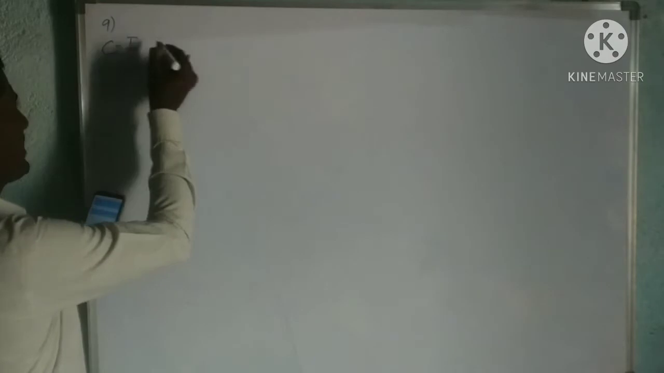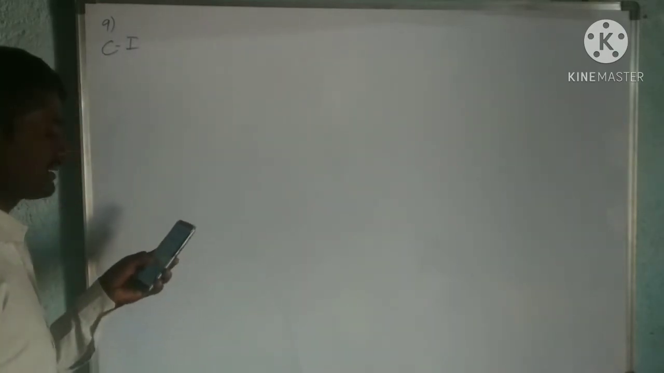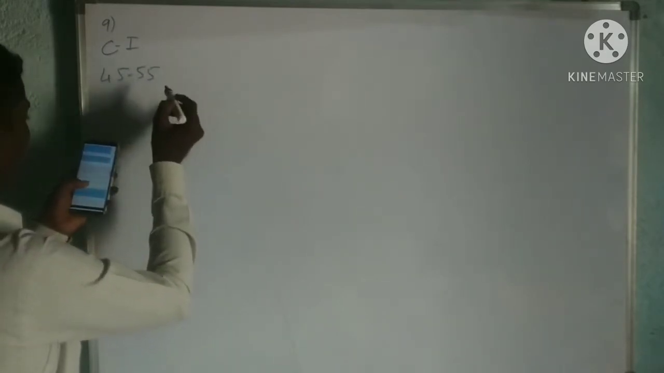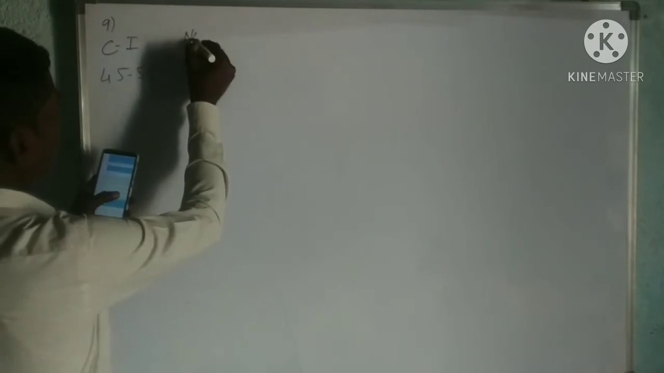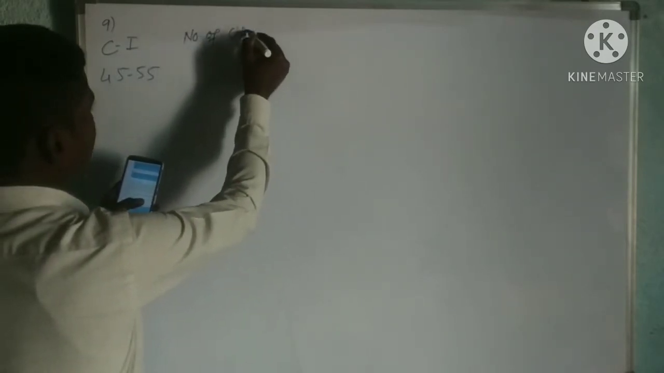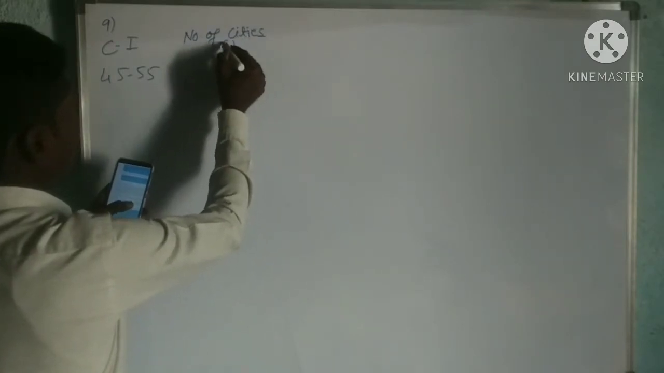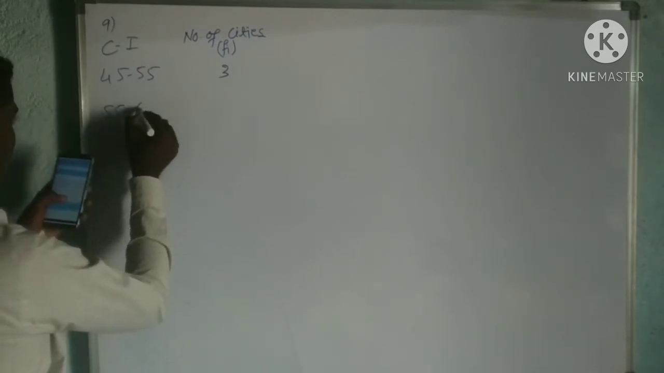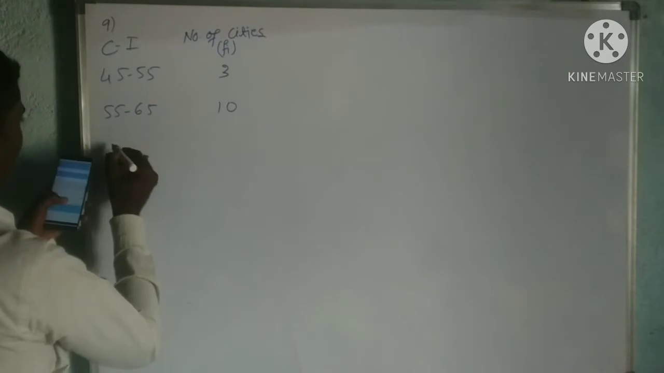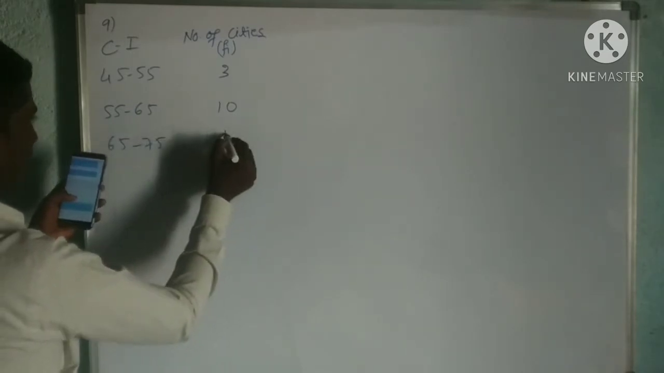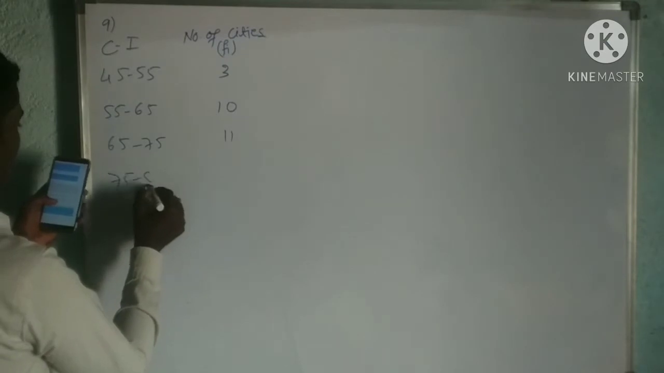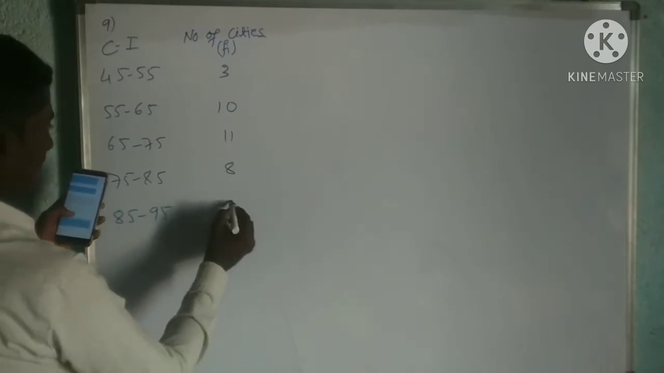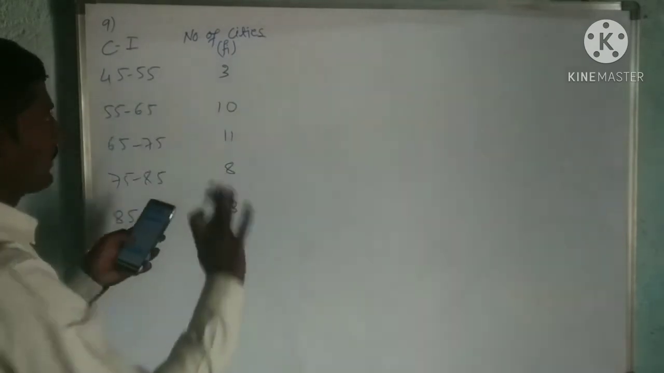So that is CI, literacy rate in percentage. Now the first one is 45 to 55. For that, number of cities, that is frequency, fi. So for that, how many cities? 3. Then 55 to 65, 10. 65 to 75, 11. 75 to 85, 8. Then 85 to 95, that is 3.